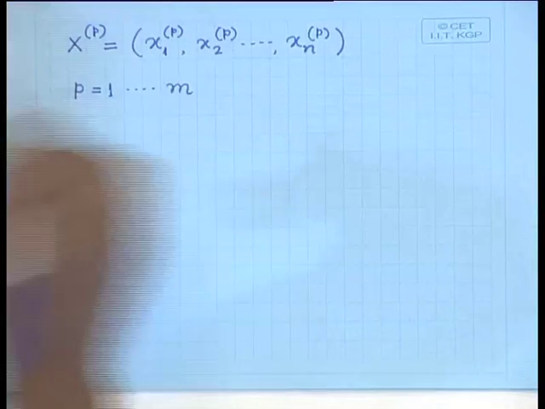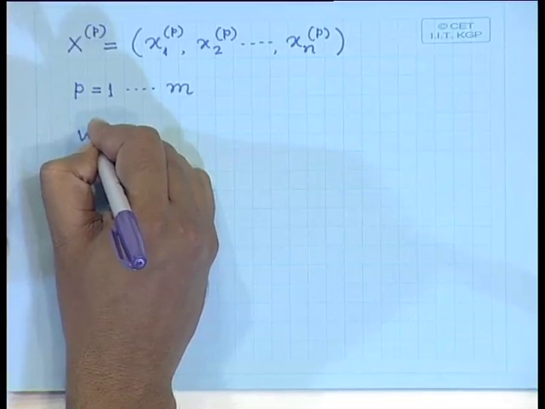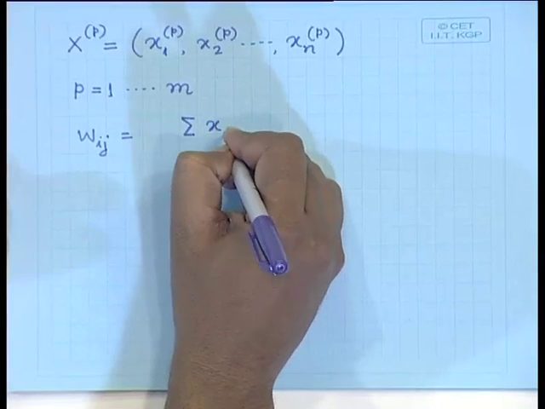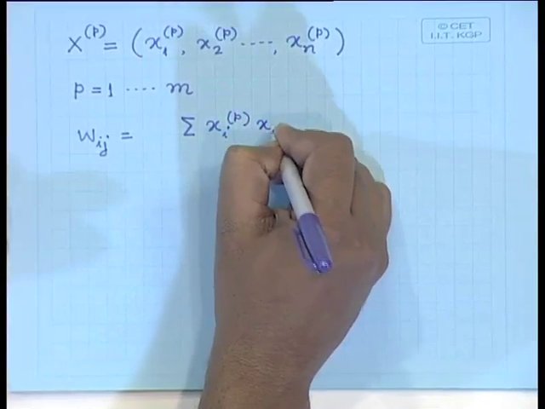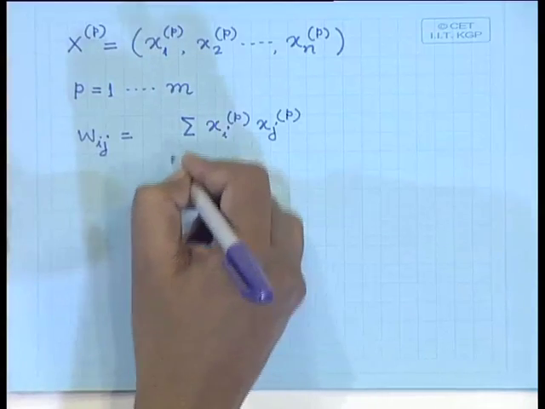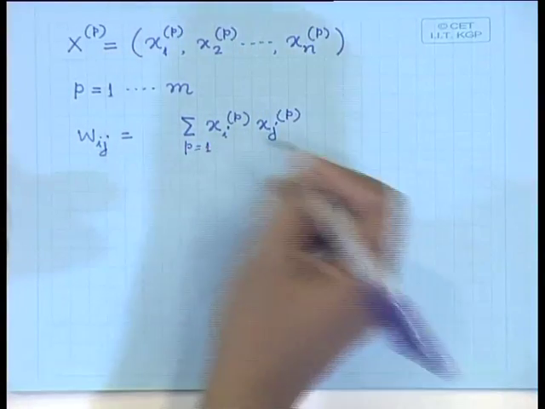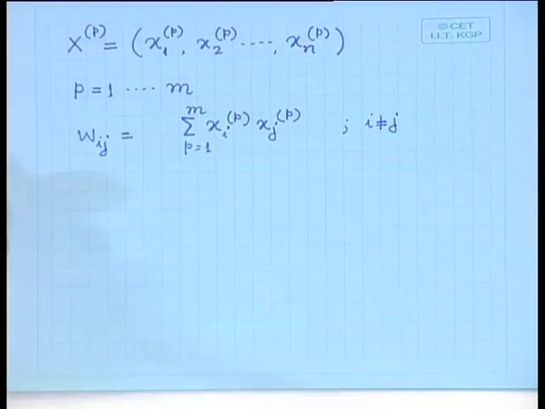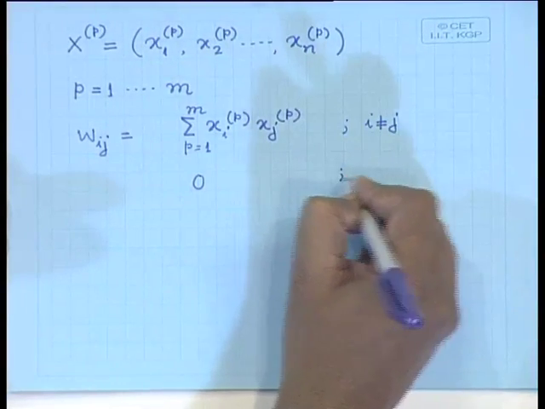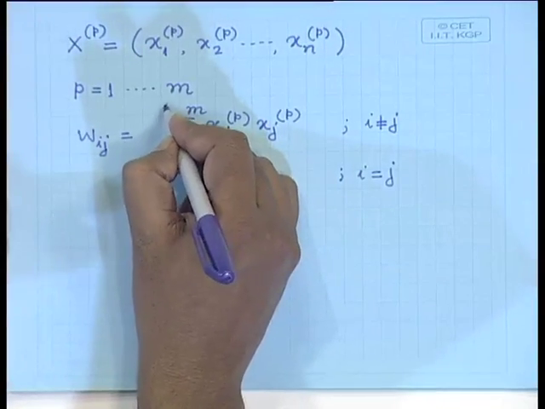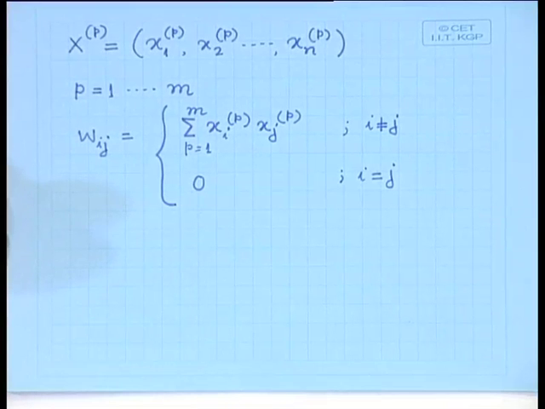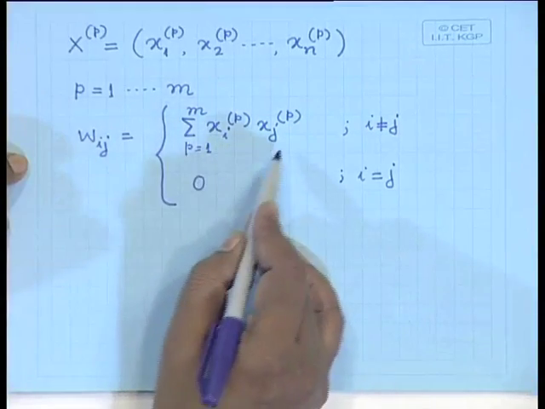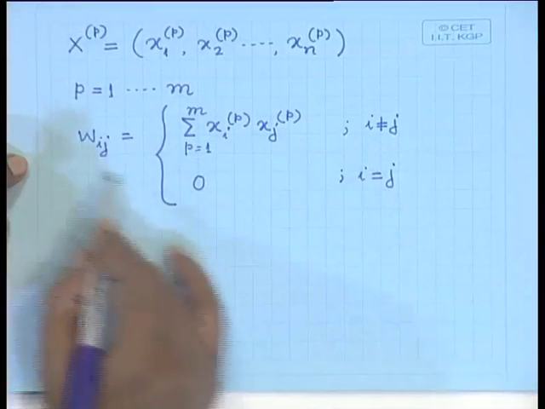Then using these training vectors, I have to compute the connection weights Wij. So, Wij is given by the sum of xip into xjp, where p varies from 1 to m, for all i not equal to j, and it will be equal to 0 if i is equal to j. So, that is how you set Wij. What does it mean? Whenever i is not equal to j, your Wij will be computed by this. If i is equal to j, then Wij is equal to 0.